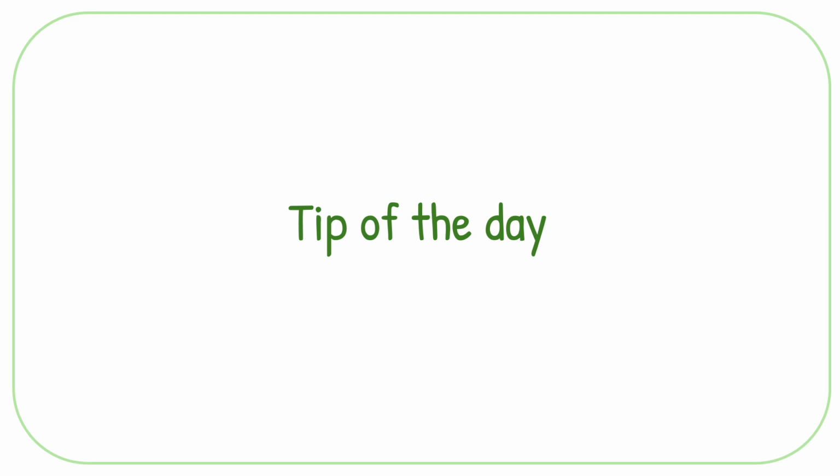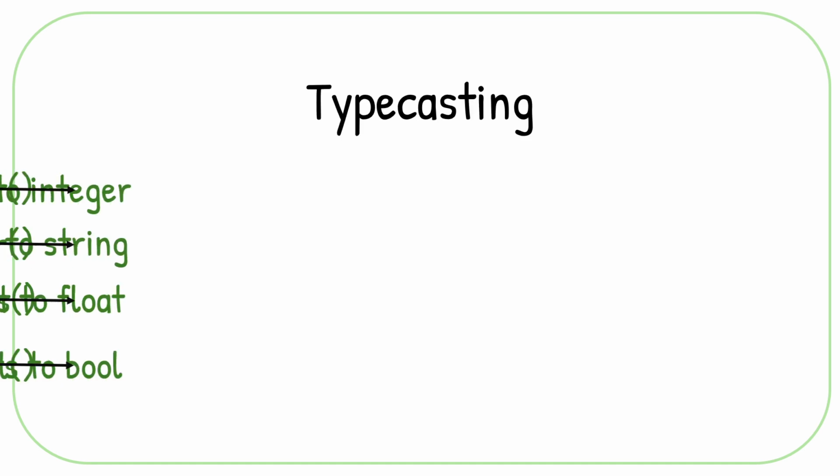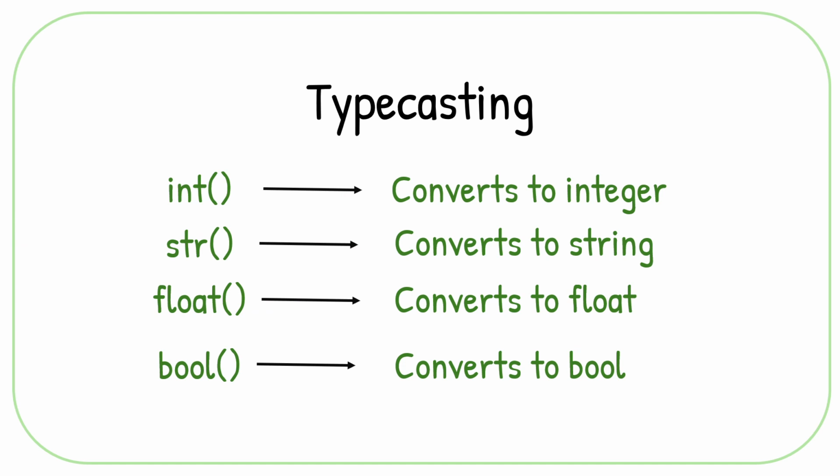Now, at the end of the video, today's tip is typecasting. So what is typecasting? Typecasting means converting one data type into another data type. The question is why we need to do typecasting. The answer to this question is that sometimes we need to perform certain operations on some objects, and for that we need to change the type of the object or variable. So how to do typecasting?